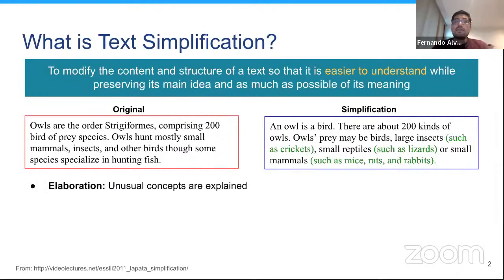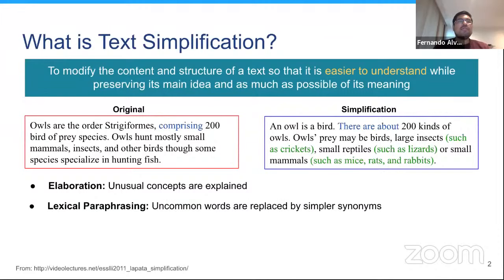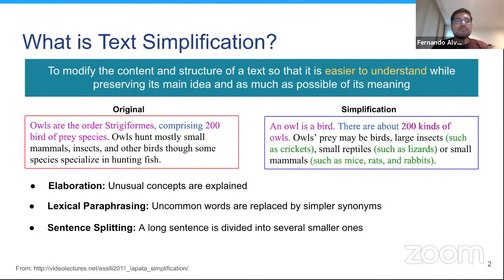So we have something called elaboration, where unusual concepts are explained. Like in this case, they have added some examples for insects, such as crickets, reptiles, such as lizards, mammals, such as mice, rats, and rabbits. We have lexical paraphrasing, lexical simplification if you want, where uncommon words are replaced by simpler synonyms, such as comprising, by there, or about. Sentence splitting, where a long sentence is divided into two or more shorter, easier ones. Like in this case, owls are the oldest forms comprising 200 birds of prey species, is divided into an owl is a bird, one sentence. There are about 200 kinds of owls, a second sentence.